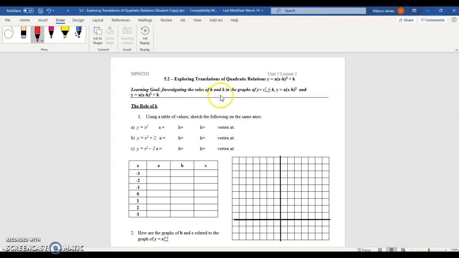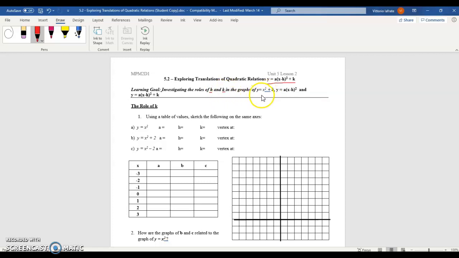This is part 1 of lesson 5.2, exploring translations of quadratic relations, specifically using this form over here. This form is called the vertex form, which allows you essentially to find the vertex of the parabola very easily. So we're going to investigate the roles of h and k in these forms.